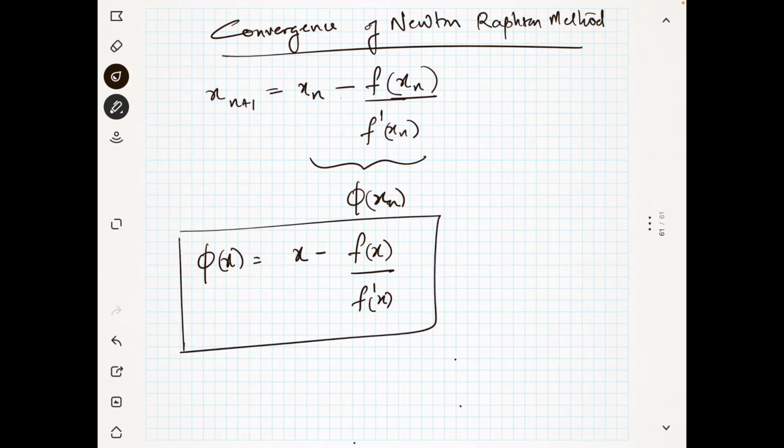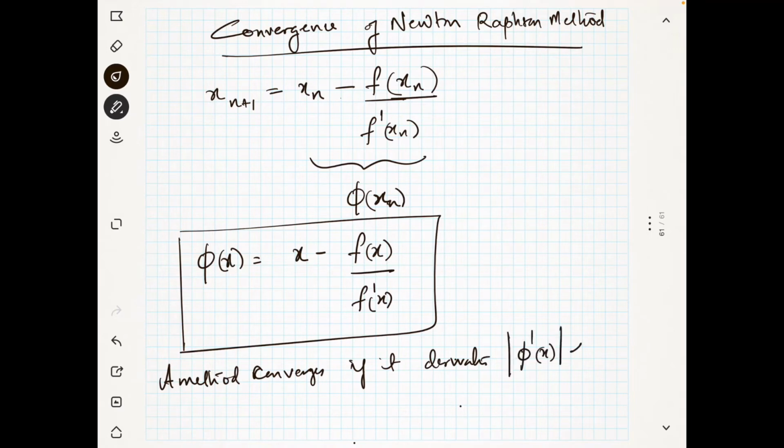Now a method converges if its derivative decreases. That means its derivative is less than 0. If the derivative is greater than 0, the function is increasing. If the derivative is less than 0, the function is decreasing. So we can say that if the magnitude of phi dash of x is less than 1, then it is converging. Then the method converges.